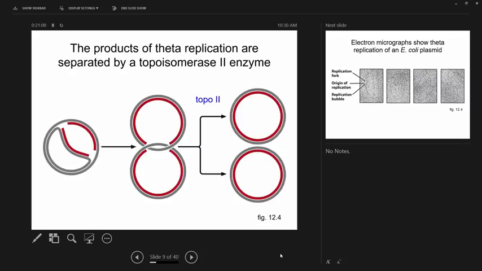And so the action of a topoisomerase 2 is needed. So a topoisomerase 1, remember, just breaks one strand and rotates it around the other one. Topoisomerase 2 can break both strands and pass a double-strand DNA molecule through it. And so it can break like here and then separate them and they come back together. So now you go from one DNA molecule to two here, and then cut them apart.